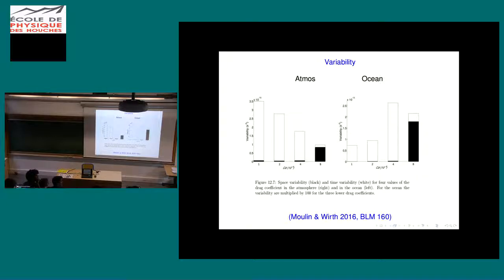Just to be sure, by variability you mean the variance field? Yes. Okay, and why is the unit meter to the power 2 per second to the power -2 if it's a variance of velocity? We looked at it in vorticity. Ah, vorticity. Okay. So all the plots I showed were vorticity plots, actually.